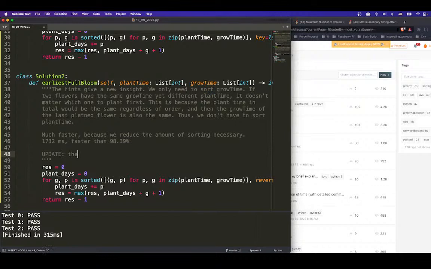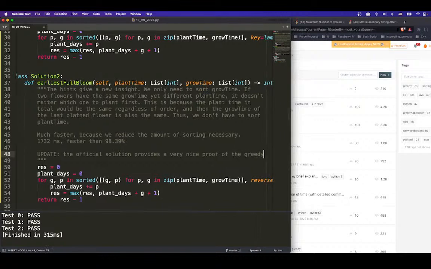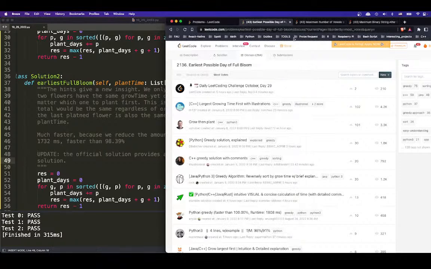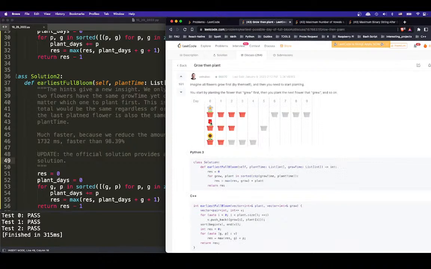Update. The official solution provides a very nice proof of the greedy solution. I'm floored. It's beautiful. Beautiful proof. Nothing else to say. Okay, really, really nice. Good problem. It's one of the great problems. Grow then plant. What do you mean grow then plant? How'd you do this?